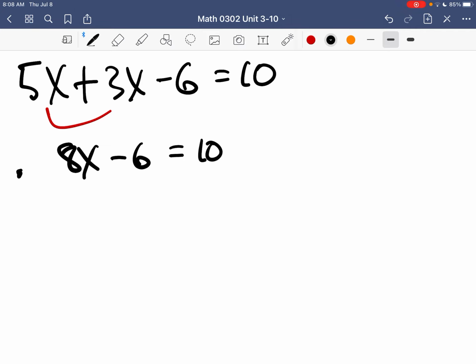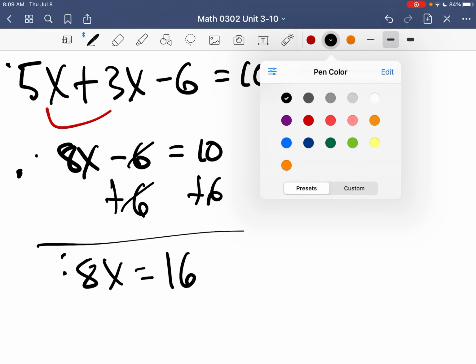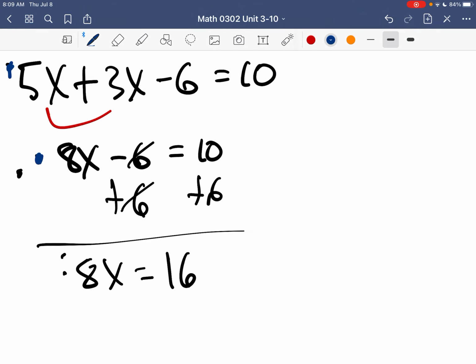8x minus 6 equal to a 10. Okay. Next thing, and again, notice that every time we're solving equations, the idea is that each step of the way, the resulting equations are getting simpler. They have fewer terms, okay? Now we'll use the addition property to clear out the minus 6 on the left-hand side. So we have the equation 8x is equal to 10 plus 6, which is equal to 16. And the properties are being applied correctly because the resulting equations are simpler than what we started with, okay?